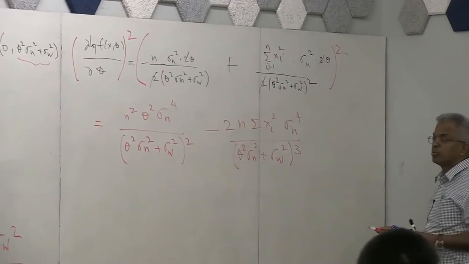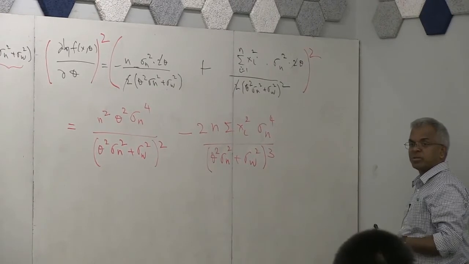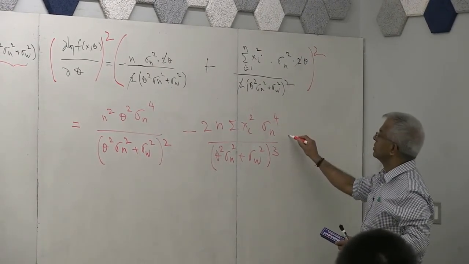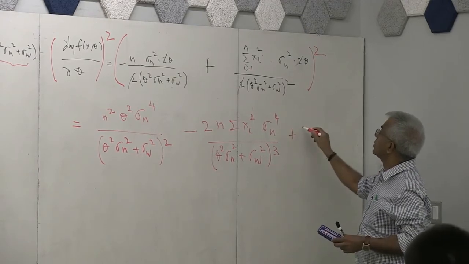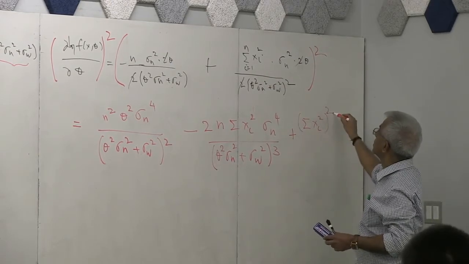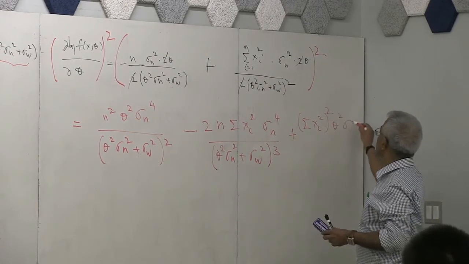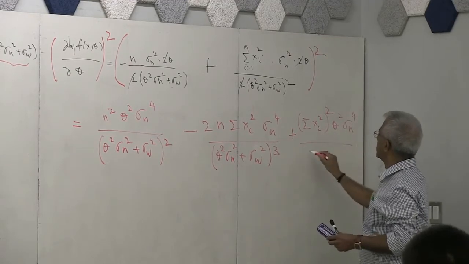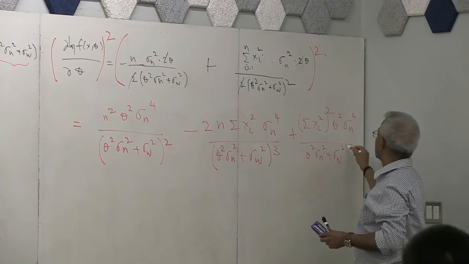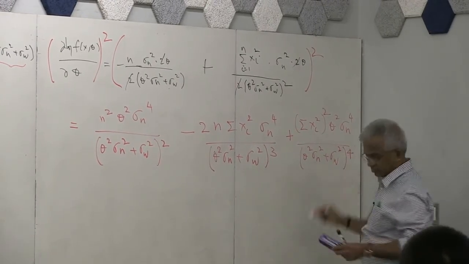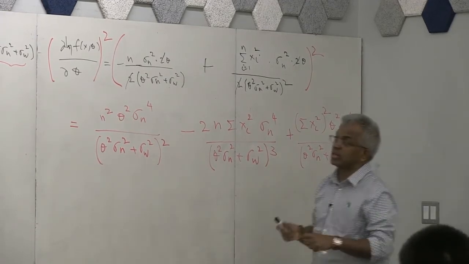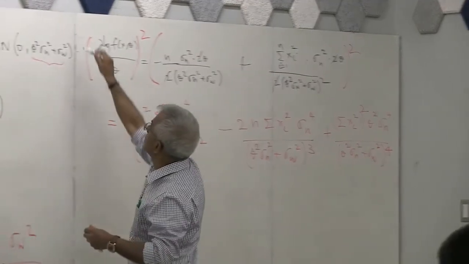You can see the Cramer Rao bound is messy, whereas the modified one is a bit easier. Then you have to square this, so that's plus sum of xi squared, the whole squared, theta squared sigma n to the 4 over theta squared sigma n squared plus sigma w squared, the whole thing to the power 4. If I did not make any mistake, now we need to take the expected value of this quantity here.